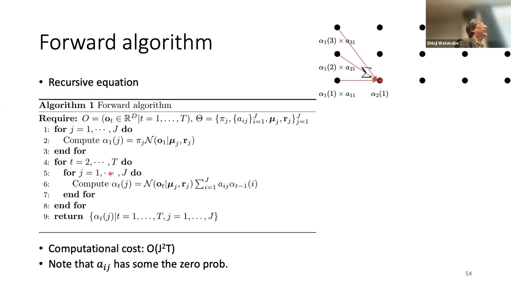And I just want to mention that this one doesn't have a summation over the sequence. It basically traverses all through the graph, the trellis. So the computation cost is at most J squared T. Actually, not JT, but J squared, because for each J, we're computing this summation. So it's going to become J squared.